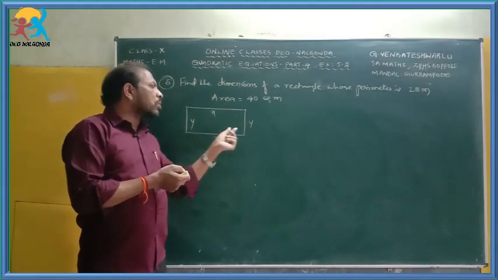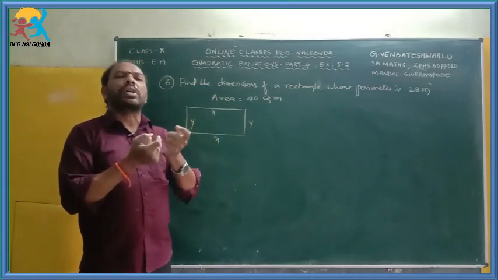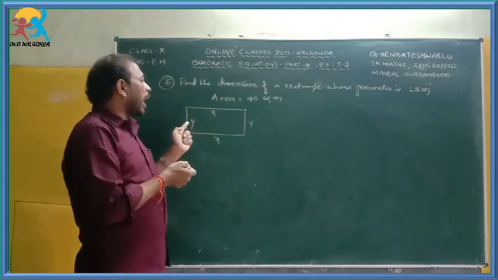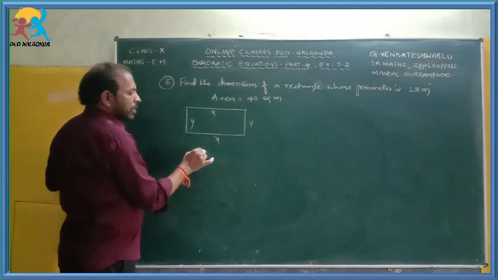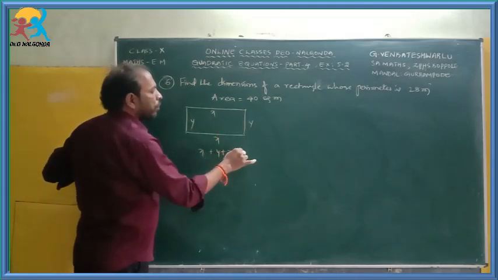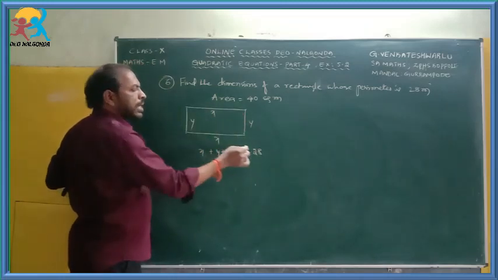We have four sides. The sum of the lengths of all four sides is nothing but the perimeter. Here, two lengths and two breadths, adding all the four sides, x plus y plus x plus y is equal to 28 meters. The sum of all the four surrounding sides is equal to 28.